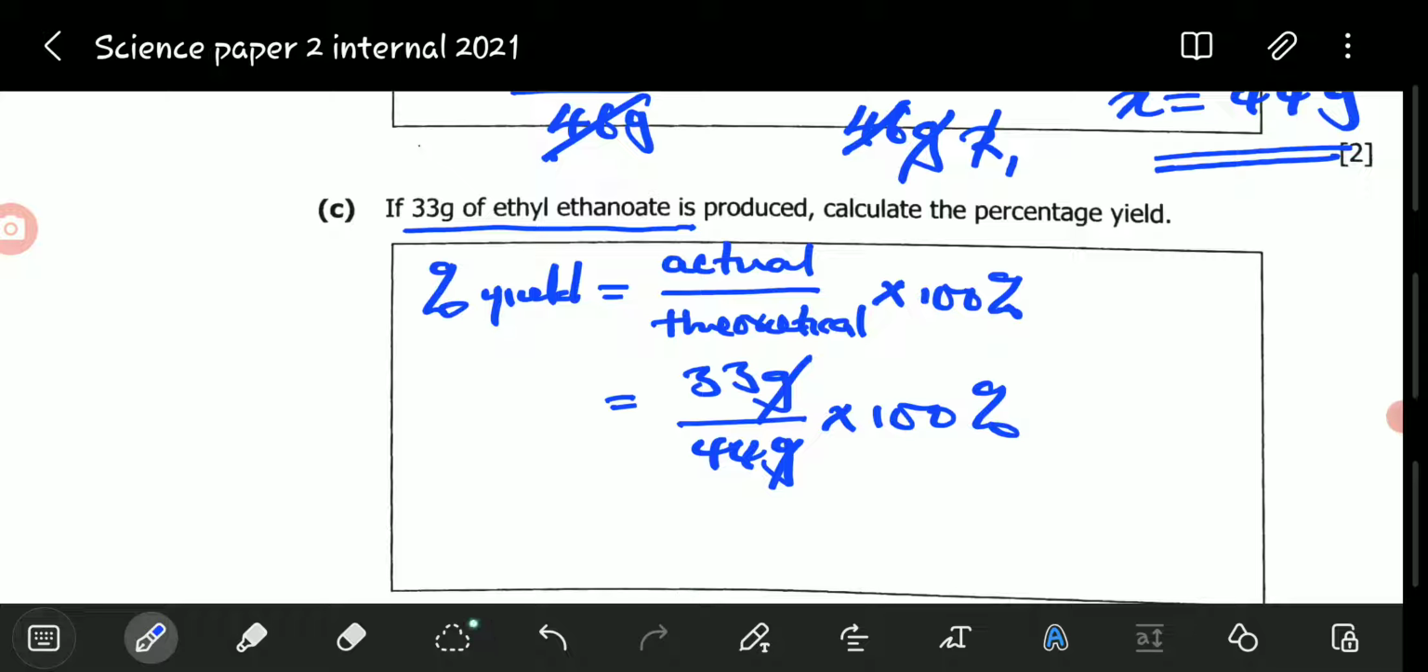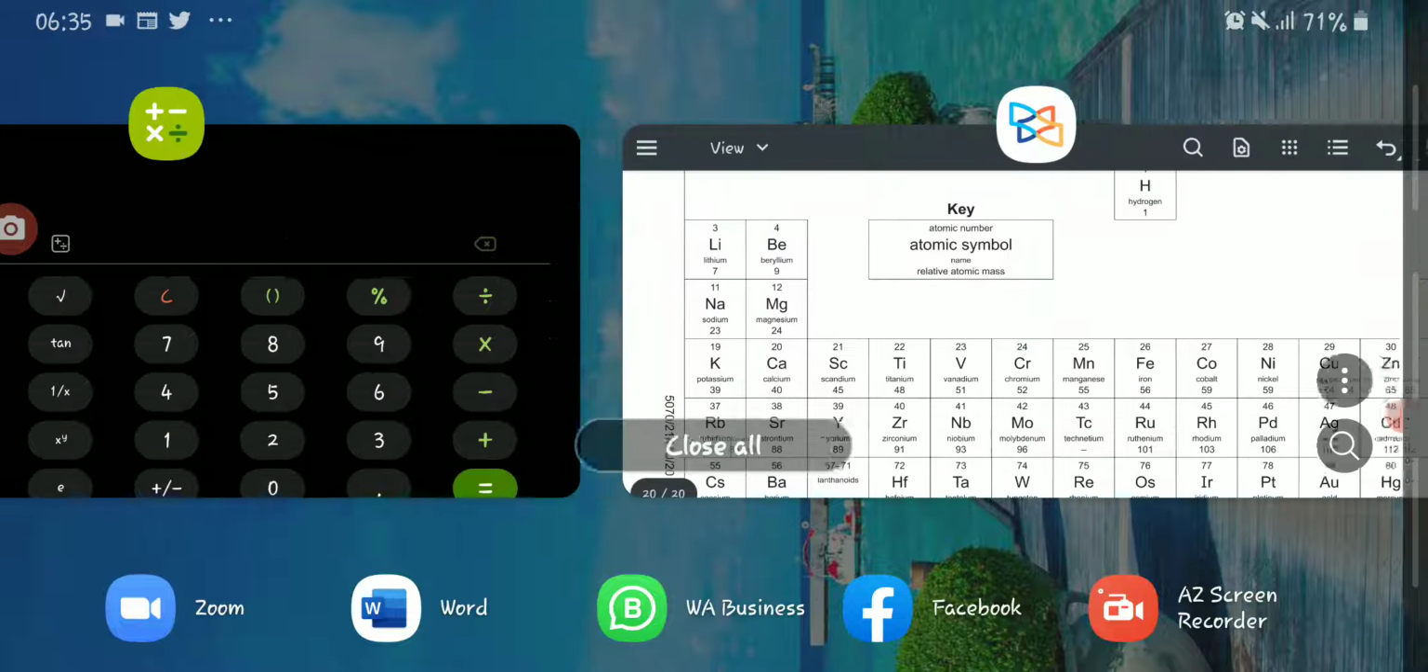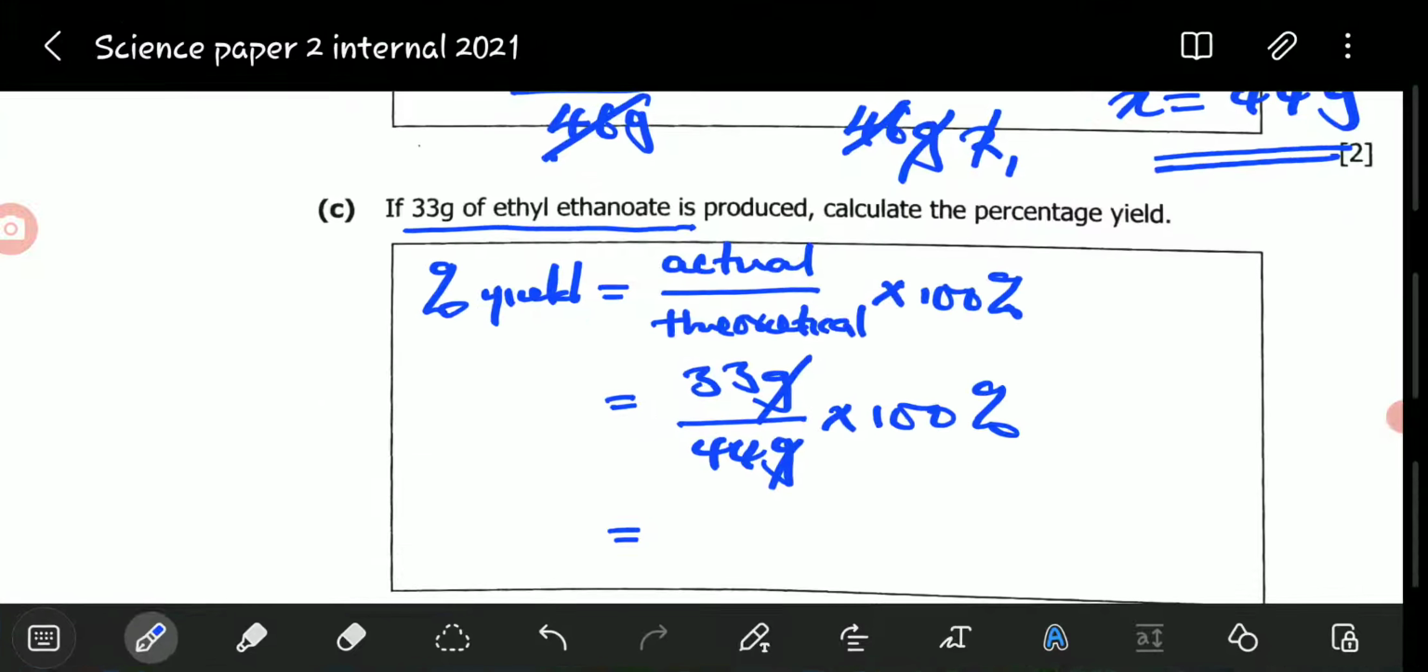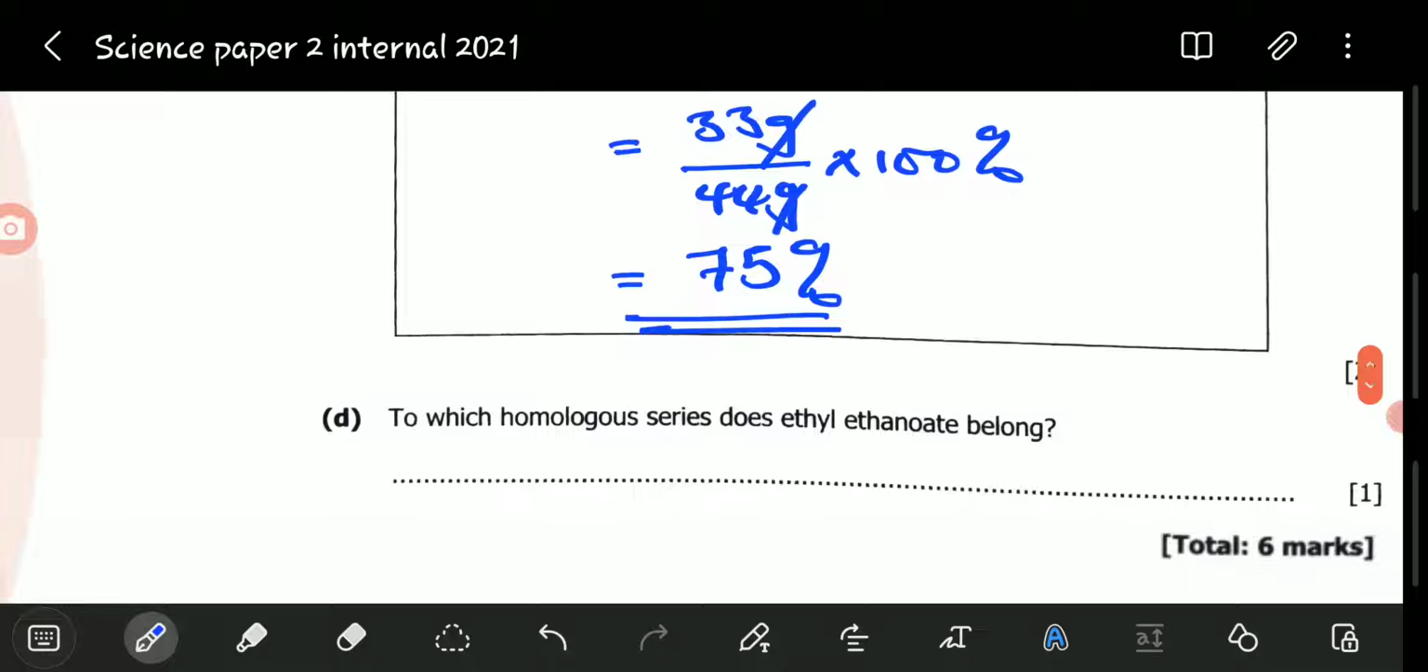So the gram goes, okay, now 33 divided by 44, then multiply that by 100. 33 divided by 44 is equal to 0.75. Then multiply that by 100. It gives us 75%. So the percentage yield is 75%. So this is the percentage yield. The percentage yield is 75%.